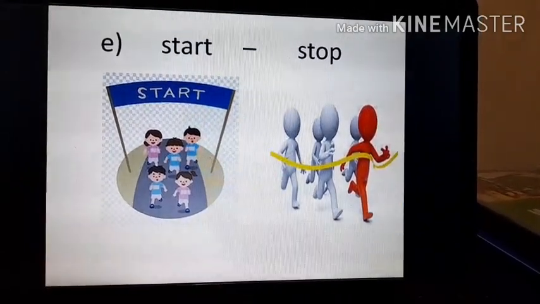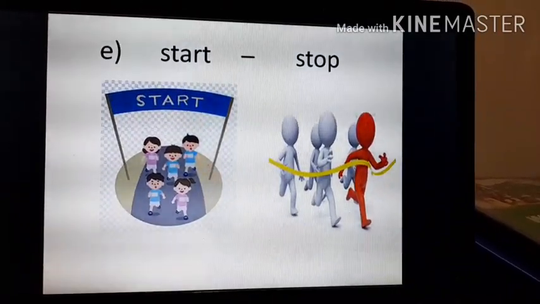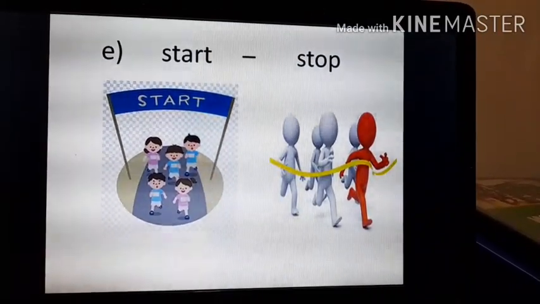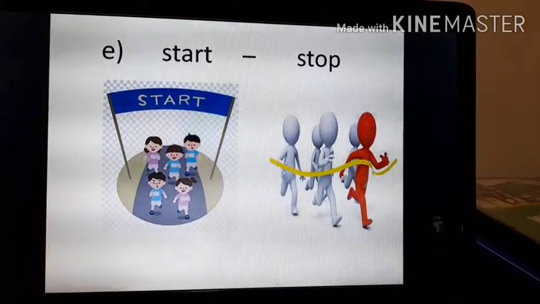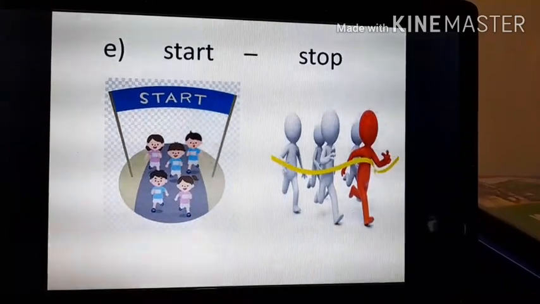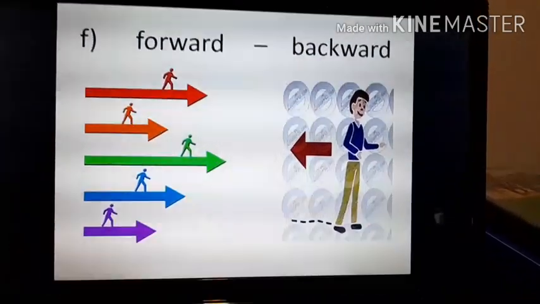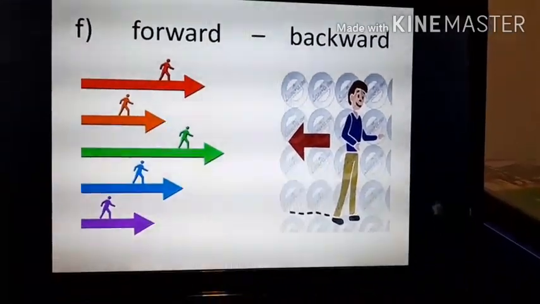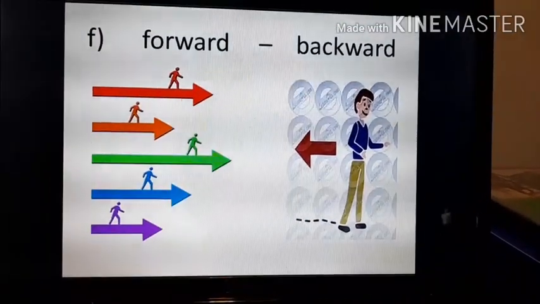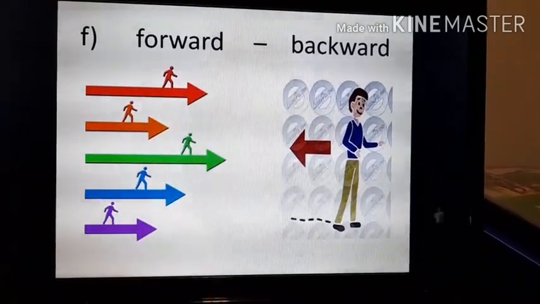Start or stop. You can use finish also. In the case of stop, in opposite word stop, you can also use finish. Yes, the opposite of start is stop also and finish also. Now next example is forward and backward. The opposite of forward is backward. Forward means आगे and backward means पीछे.